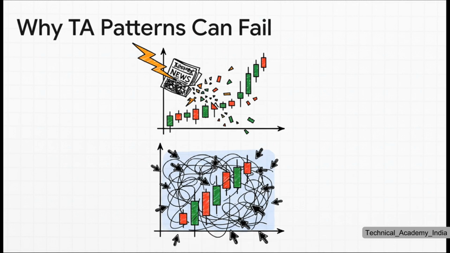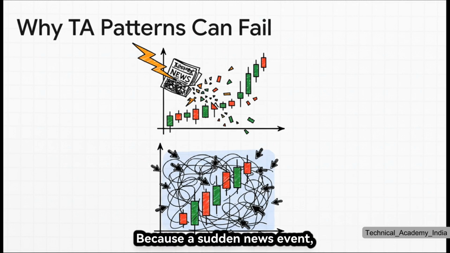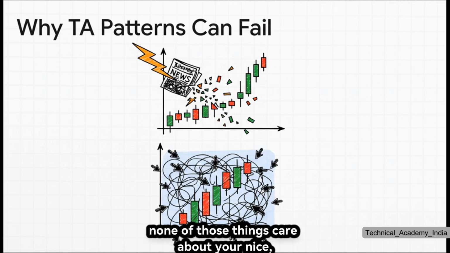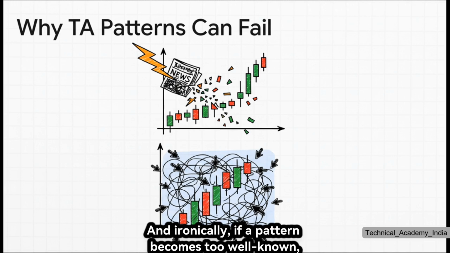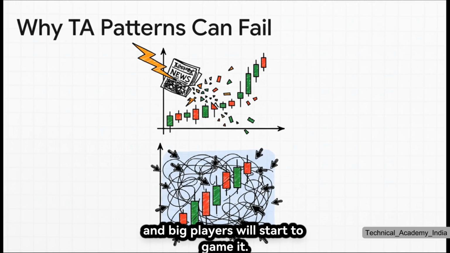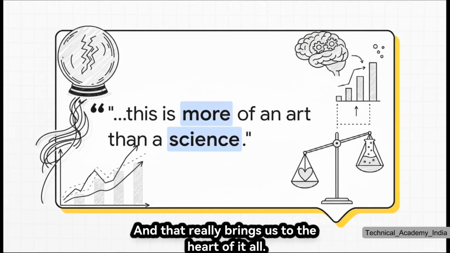But here's the reality check. Patterns fail. A lot. Why? Because a sudden news event, a surprise jobs report, a war breaking out, none of those things care about your nice, neat little chart pattern. And ironically, if a pattern becomes too well known, it can stop working because algorithms and big players will start to game it.